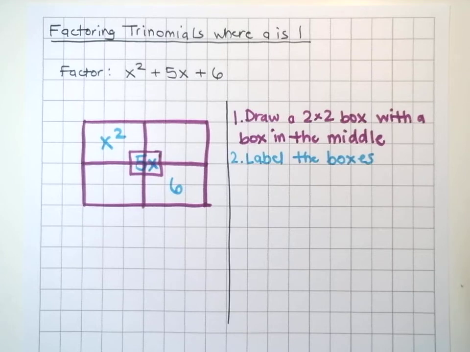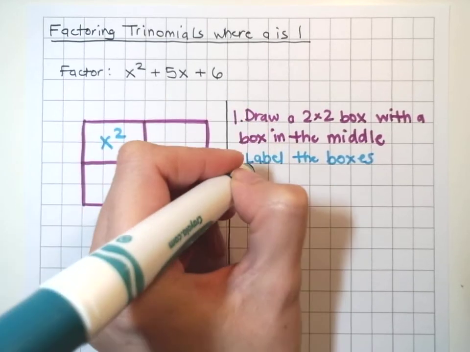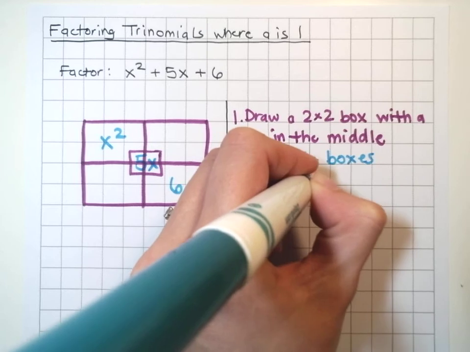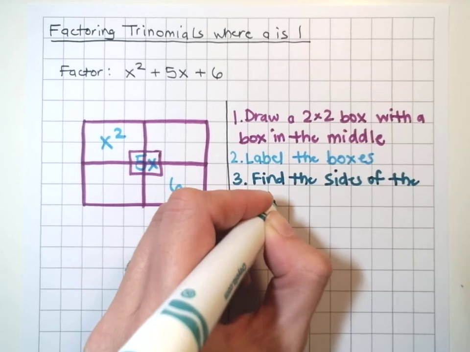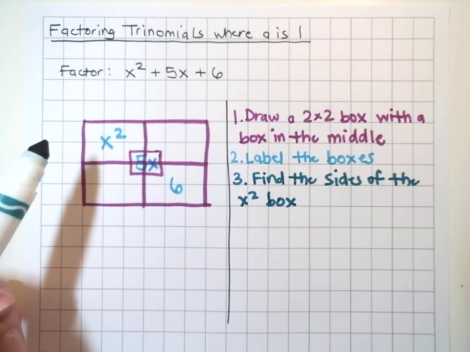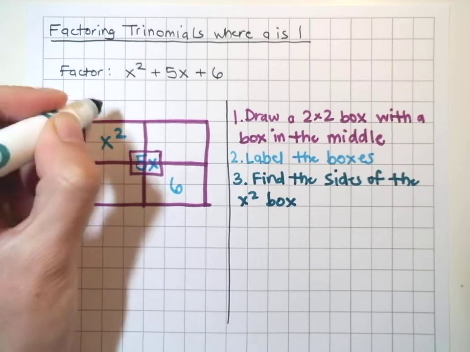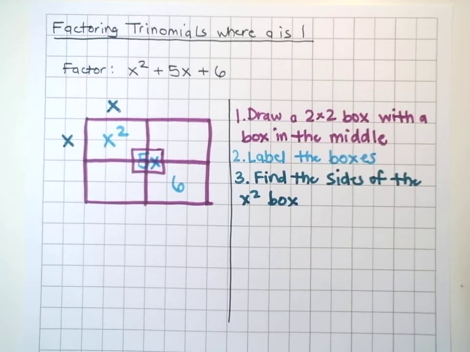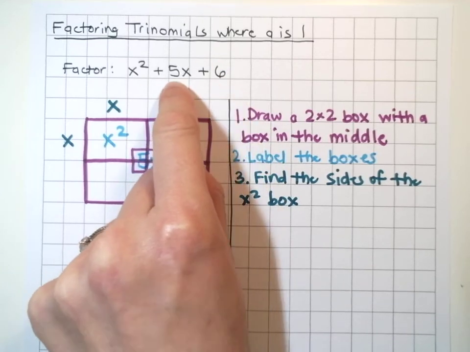So next, we need to find the sides of the x squared box. So since it's x squared, it may be a different variable, but in this case it's x squared. So the only thing that multiplies to give us x squared is x and x. Then we need to find the other two sides. So what multiplies to 6 and adds to 5?